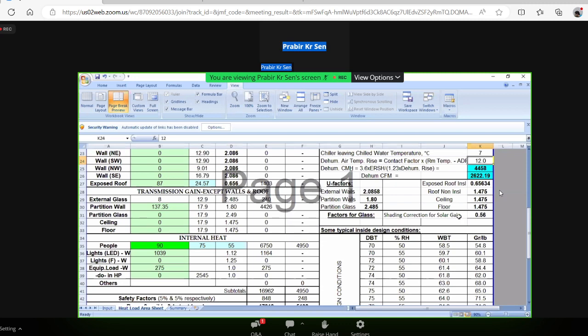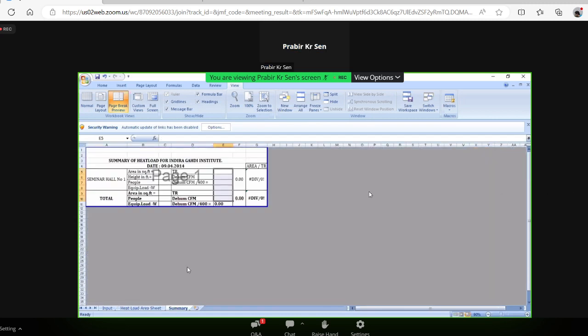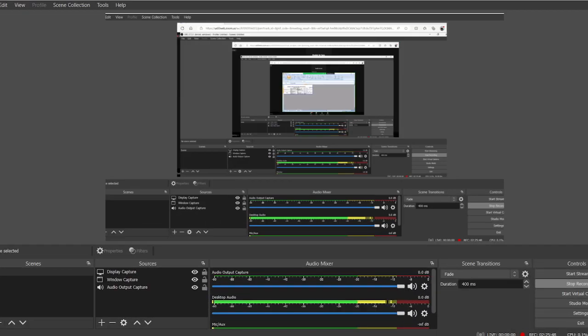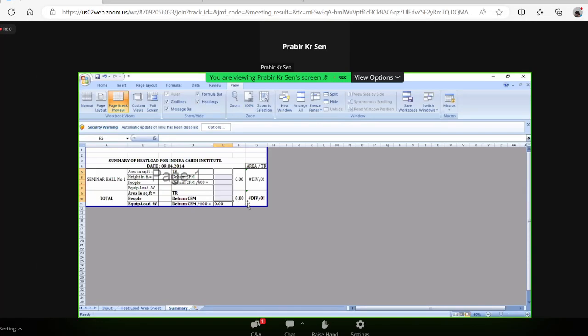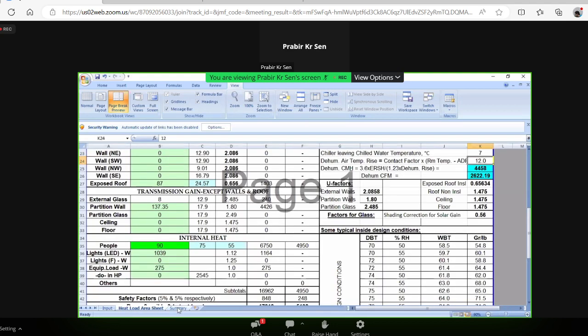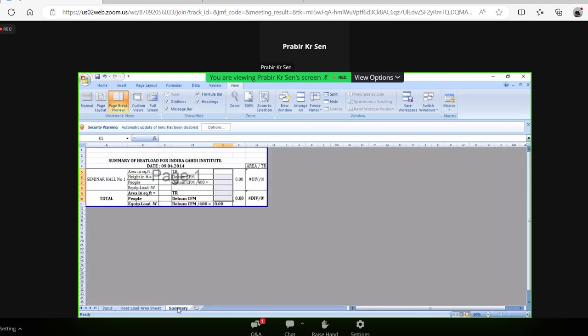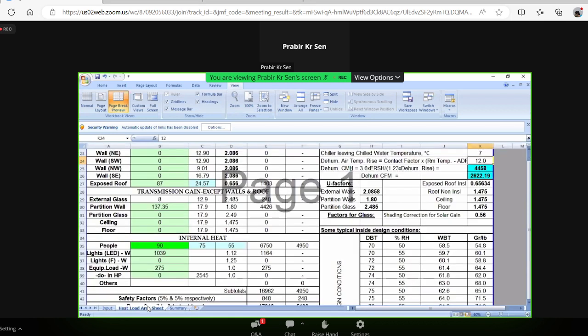So this is the heat load calculation Excel sheet, and there is a summary sheet which gives us, oh, I think there is some mistake here. So don't consider the summary sheet. It's a mistake. You go by only the input sheet and the heat load area sheet. The summary sheet has not been updated. I have deleted some sheets, so it's still holding those figures. So don't consider it. This is how the heat load calculation sheet works out.